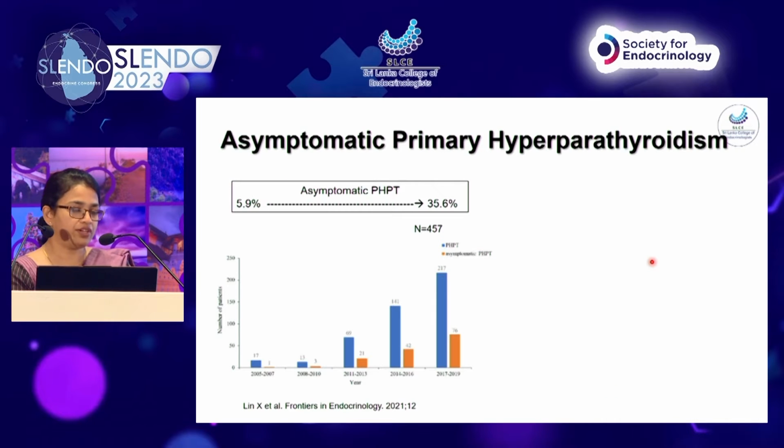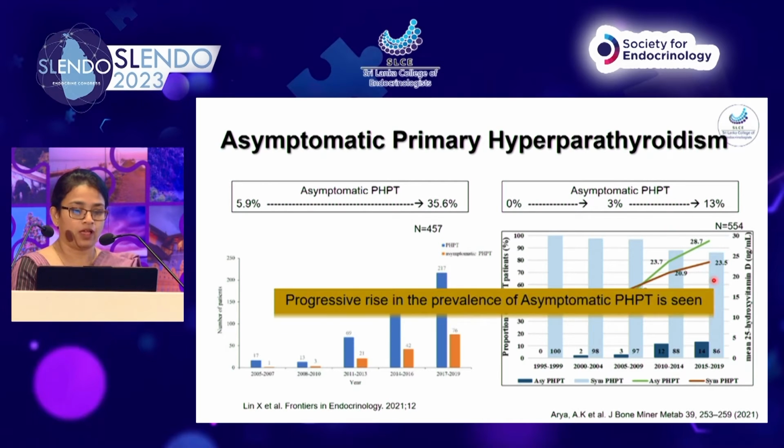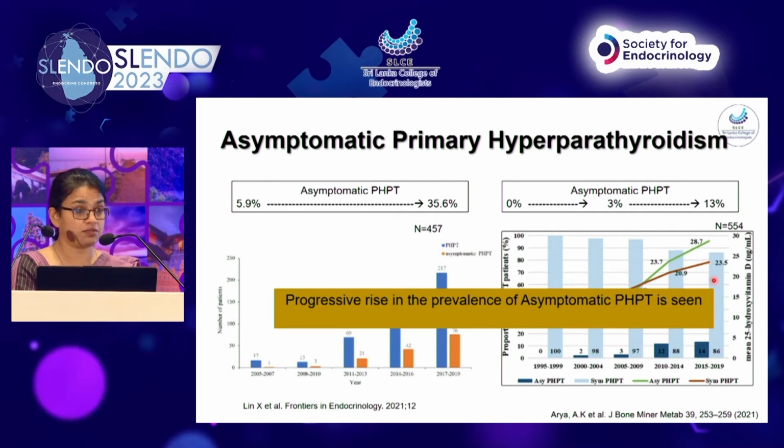If we look at the region, these are Chinese data, and the prevalence of asymptomatic primary hyperparathyroidism had been 5.9% in early 2005, and it has increased to nearly 35% in 2019. And Indian data, again, nearly 0% probably due to lack of reporting, but it has increased to 13% by 2019. A progressive rise in the prevalence of asymptomatic primary hyperparathyroidism is seen.